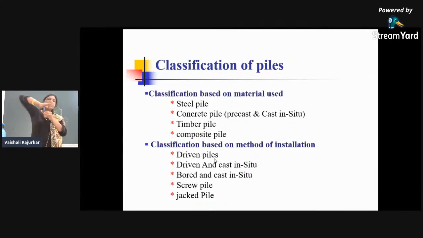When these piles are pushed into the soil with the help of a hydraulic jack, the energy is a static sustained energy used to insert the pile into the soil, and then it is called a jagged pile. And in combination with all these, water jets are also used and vibratory action is also created to make it easy to insert the pile into the soil. So these are the classifications based on the method of installation, right?